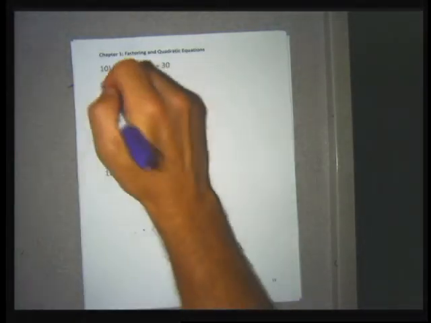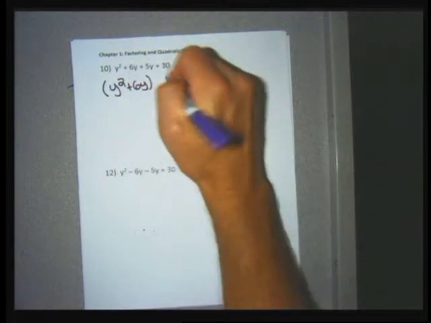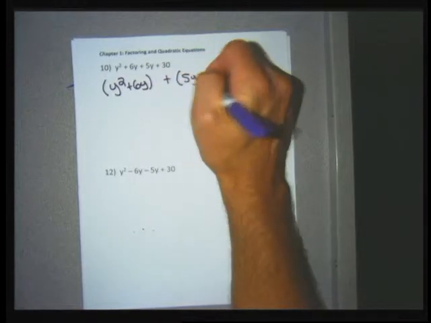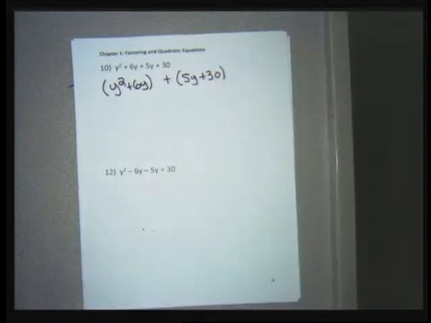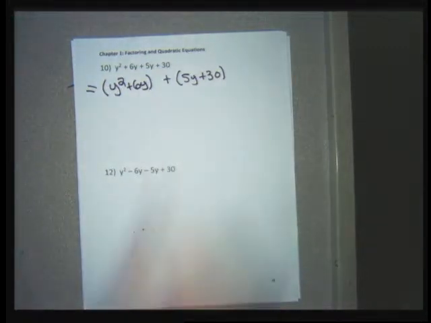So 10 is the easy version, 12 is the hard version. They both have the same numbers, but 10 is way easier because I don't have to worry about factoring out any negatives. So I'm going to make my 2 groups, my y squared plus 6y, and then I'm just going to write plus 5y plus 30. I don't have to have the plus sign inside the parentheses, but I would have to have a minus sign inside the parentheses. Equal, because this definitely equals the line above it. When I don't have a sign between the parentheses, it kind of doesn't equal the line above it, but it's just kind of a temporary thing I write down to help me get to the answer.